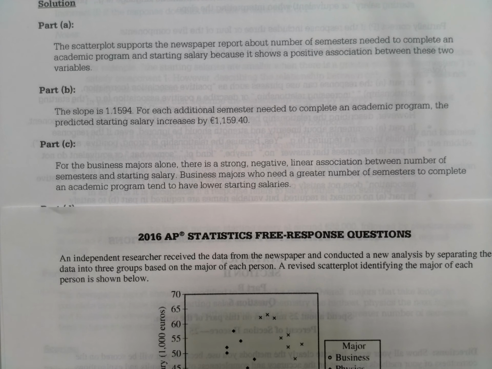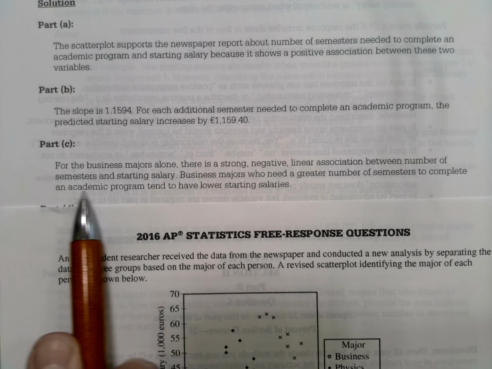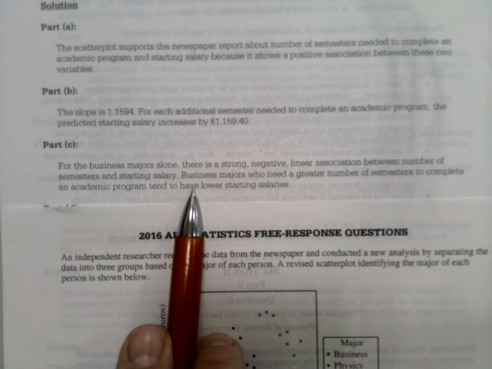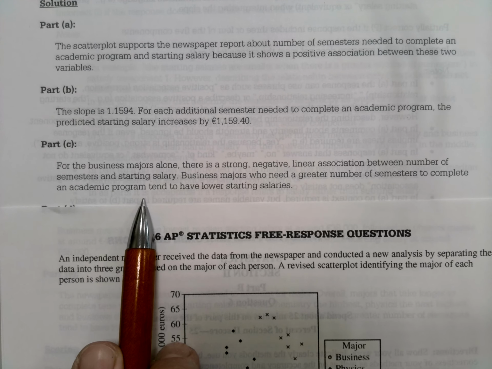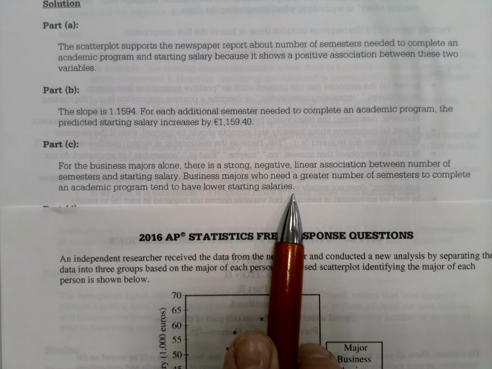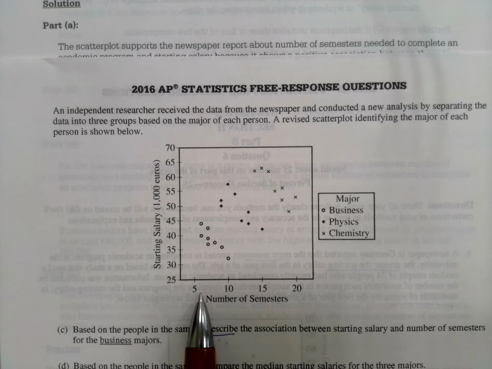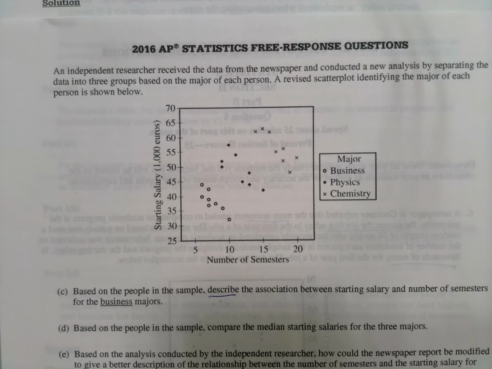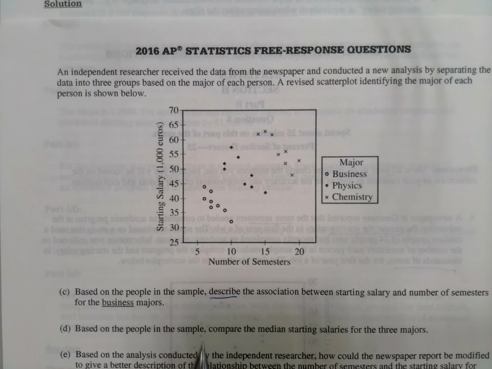For the business majors alone, there's a strong negative linear association between the number of semesters and starting salary. They just put a little more context on it. Business majors who need a greater number of semesters to complete an academic program tend to have lower starting salaries. So as the number goes up, the starting salary actually goes down. You can guess all you want about why, but they don't really want guessing. They just want the pattern.